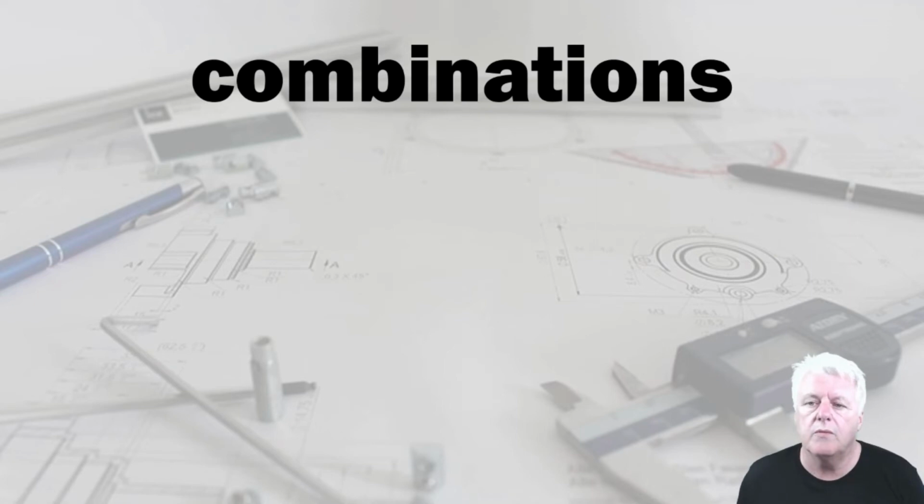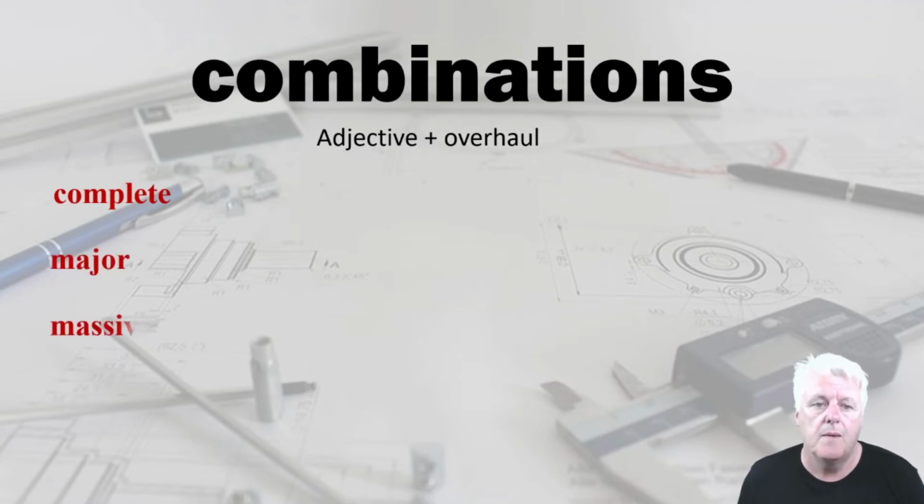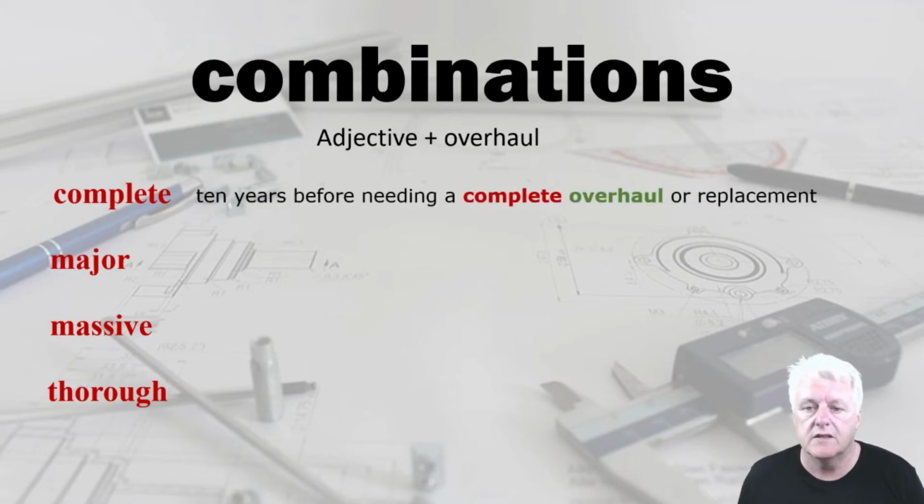Let's have a look at some combinations that we can use with the word overhaul. The first thing we'll look at is an adjective with the word overhaul. So here we're using overhaul as a noun. The adjectives that are mainly used with the noun are the words complete, major, massive, thorough. So we can say a sentence like this: 10 years before needing a complete overhaul or replacement.